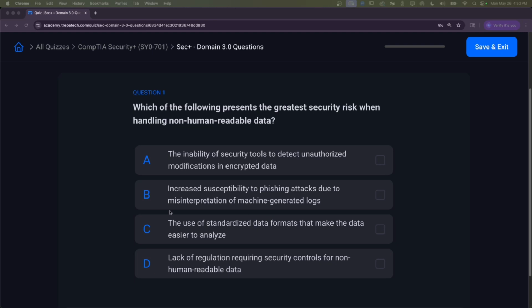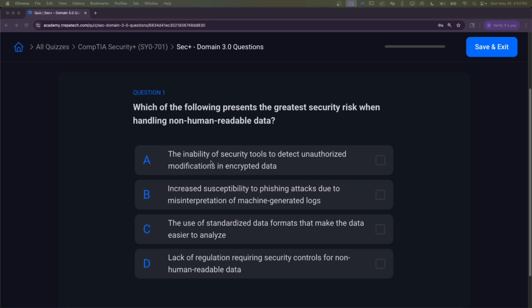So let's see here. A, the inability of security tools to detect unauthorized modifications in encrypted data. That is something that is true, right? Like if we're monitoring data in transit and it's end-to-end encrypted HTTPS, and we're not doing TLS deep packet inspection, so de-encrypting and re-encrypting, we can't really see what's in that data payload, right? We can't say anything beyond just our layer 4 header or the port number 443, right? So I'm probably going to go with A here. Let's read our other options.